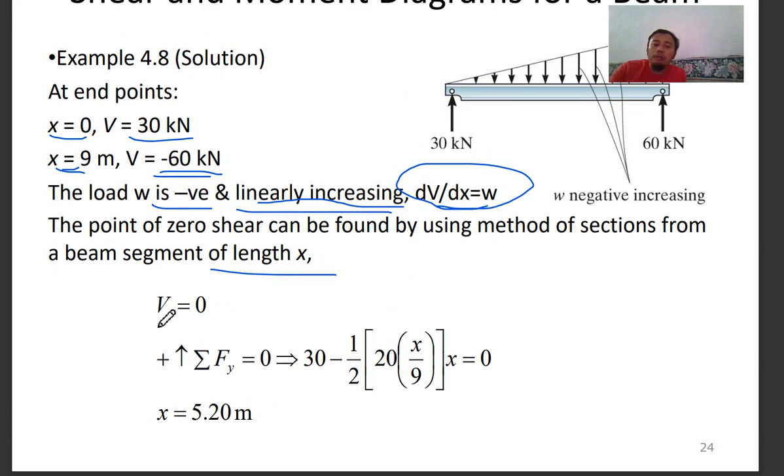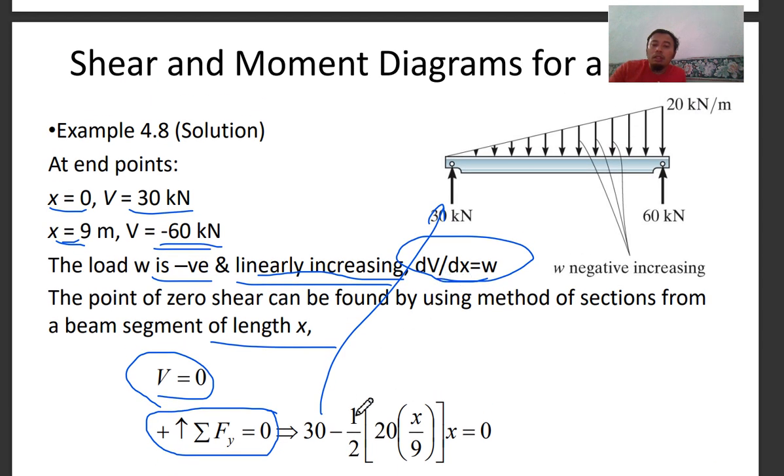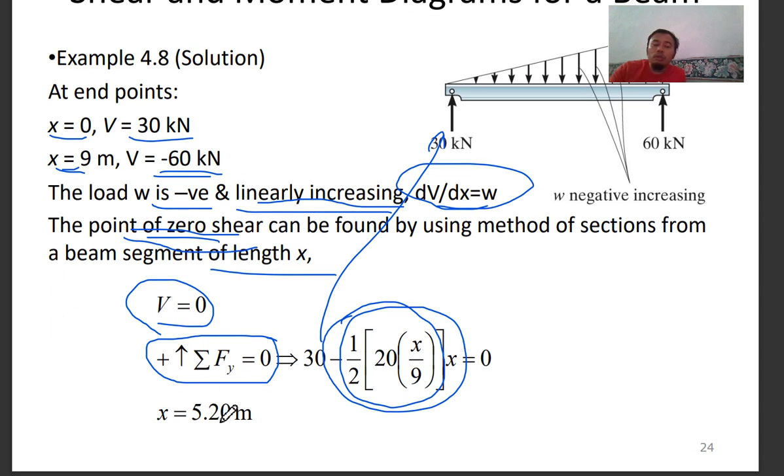So at V, shear is equal to 0. So summation of Fy is also equal to 0. So your function of x is 30, your reaction here, and then this is your triangular distributed load. We just want to know where is the point that the shear is 0. So you solve for x, you get x is equal to 5.2 meter, which is around here, more than half.